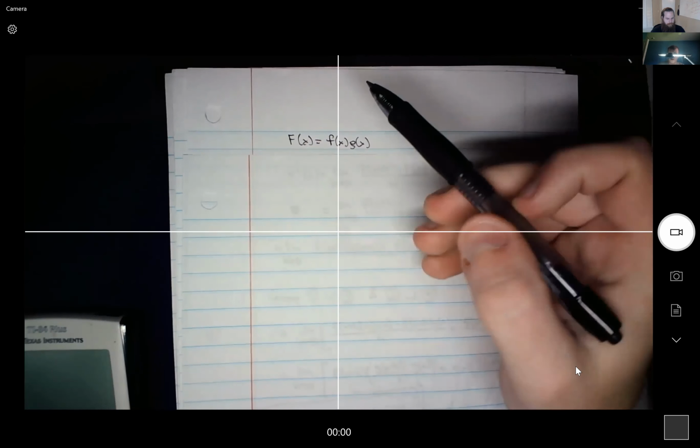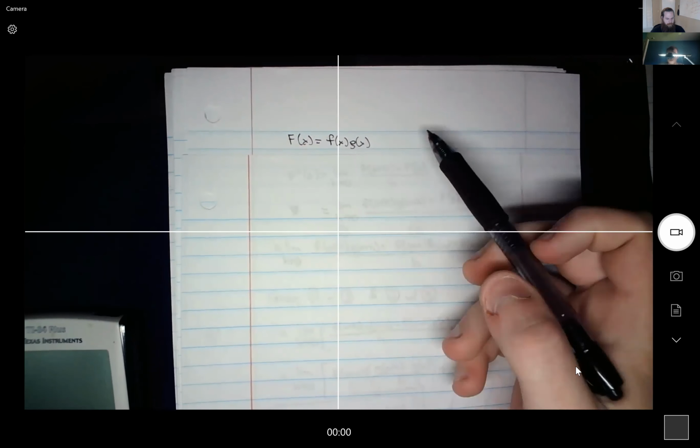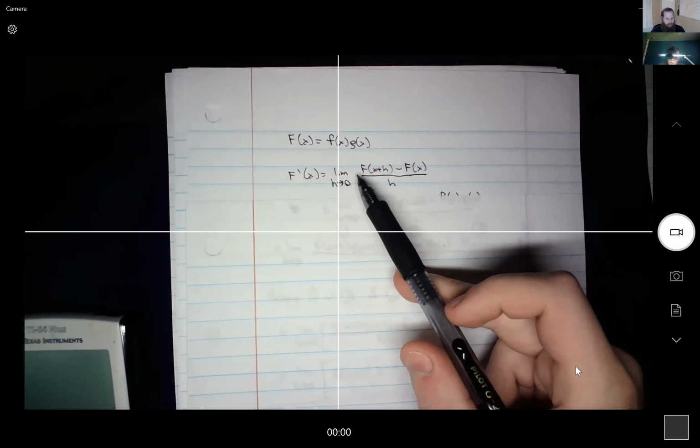Okay. So I have this proof. I'm just going to move that down. Let's say that capital F of x equals f of x times g of x. That's how the product rule is for multiplication, so you're multiplying two functions. So the derivative F prime of x would be, as the limit as h approaches 0, this is the definition of the derivative: F of x plus h minus F of x all over h.